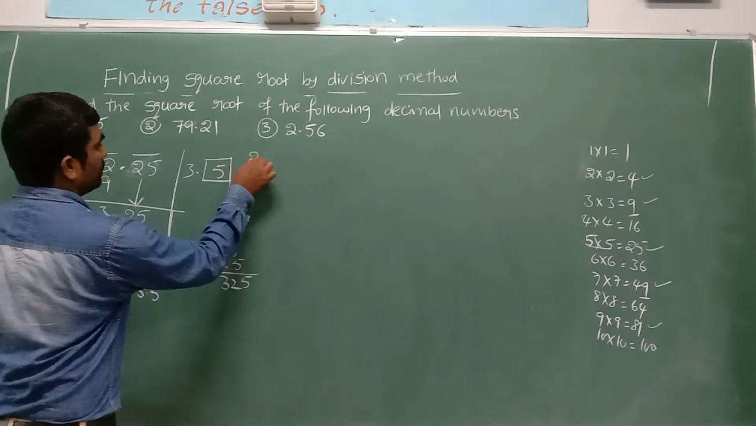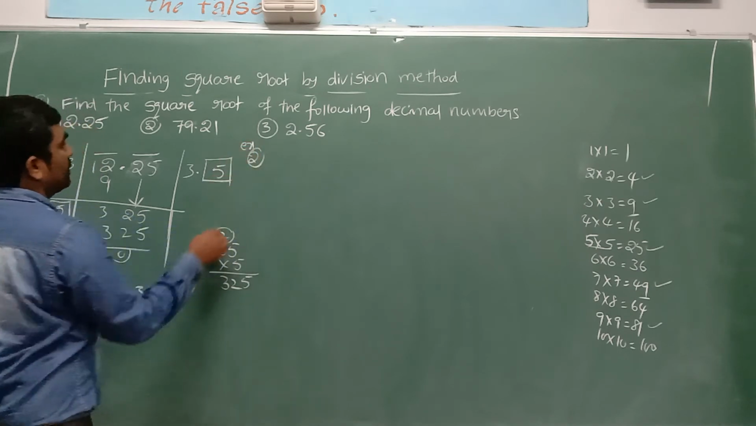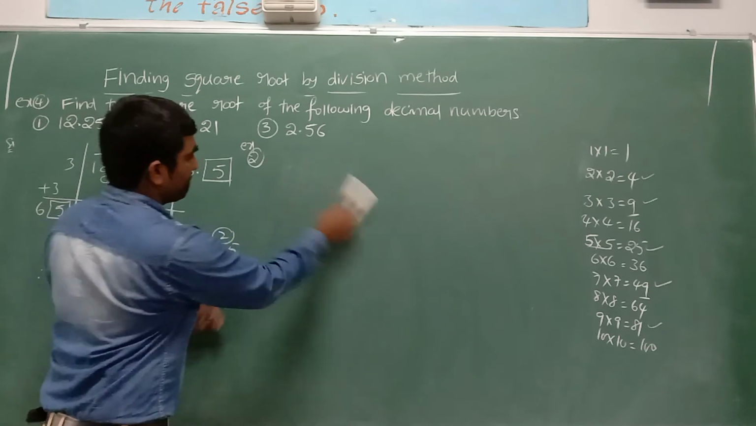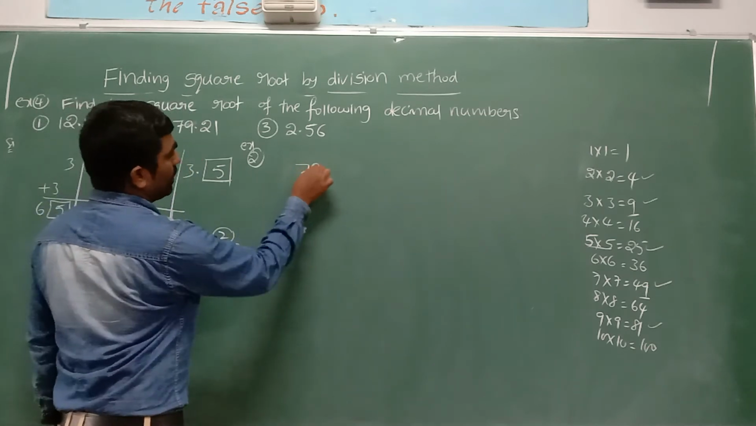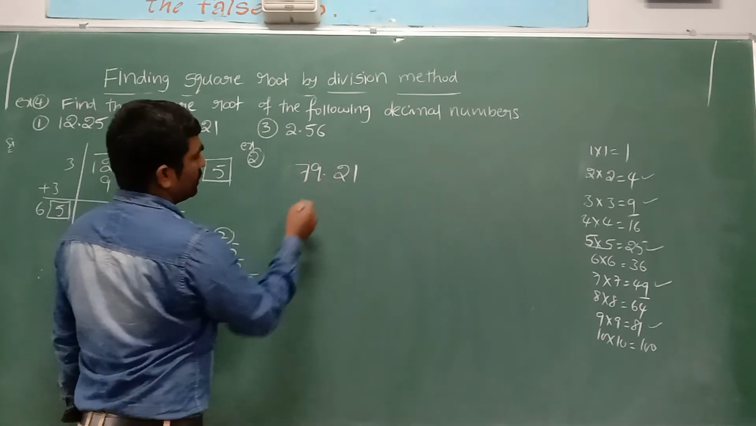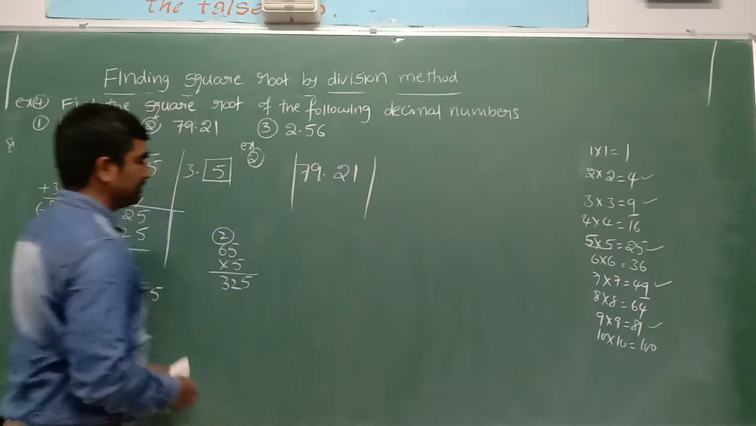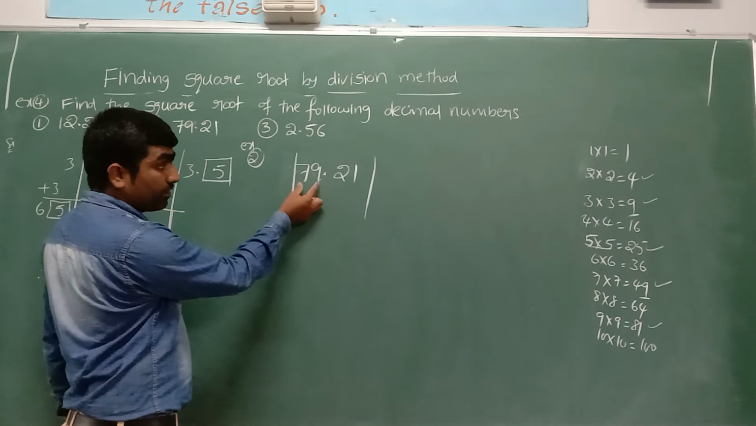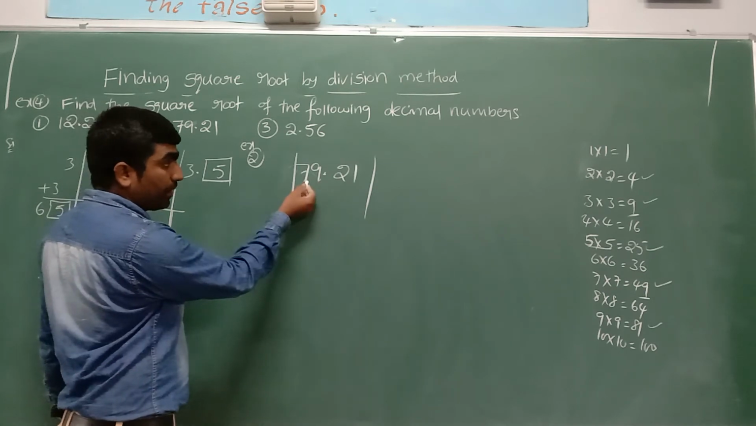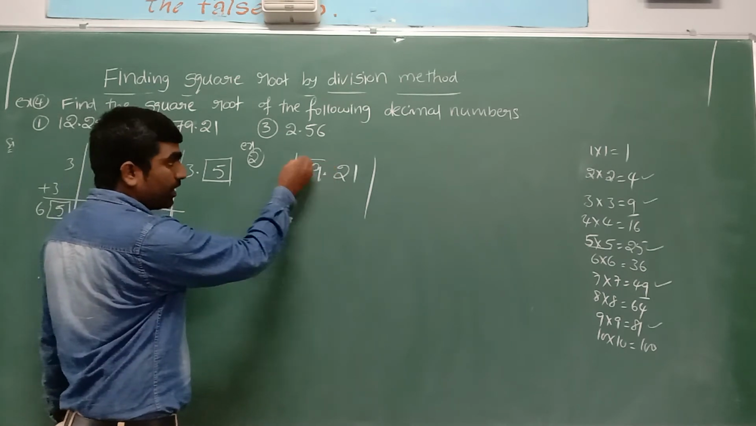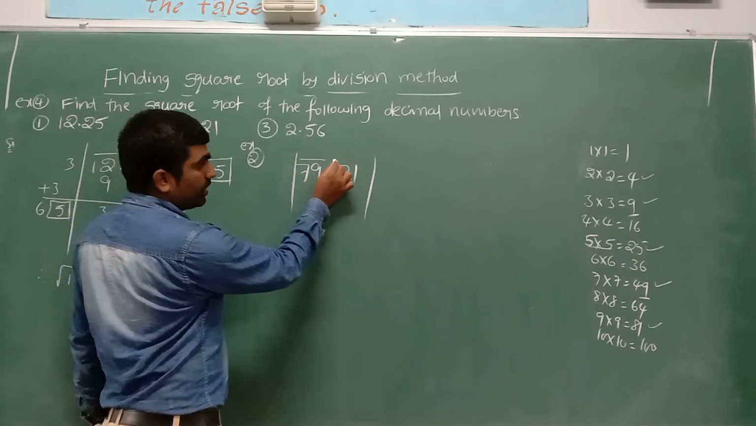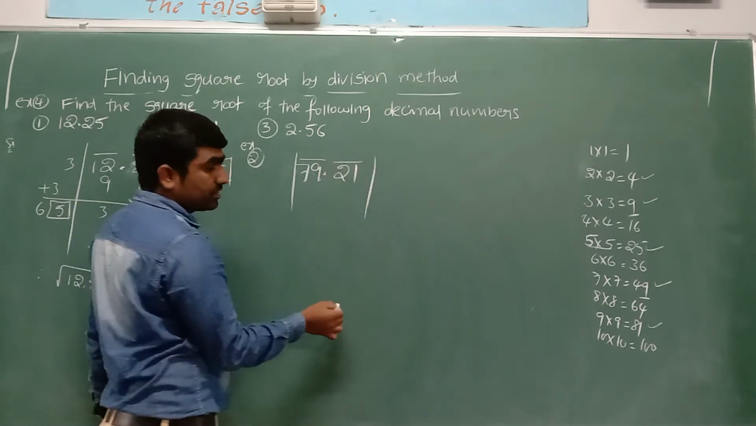What is example 2? 79.21. So keep two vertical lines. Yes, here also you can see the integral part has two digits. In the integral part, from the ones place, keep the bar for every two digits. In the decimal part, from here onwards, keep the bar for every two digits.